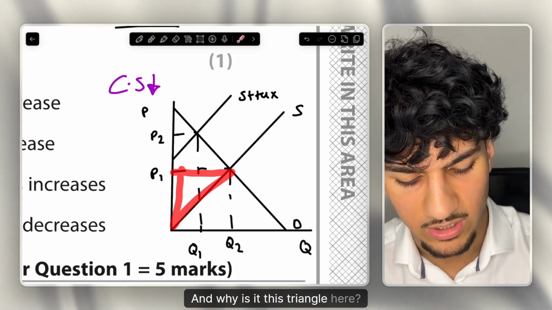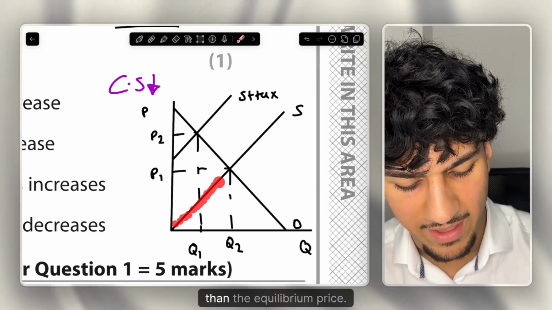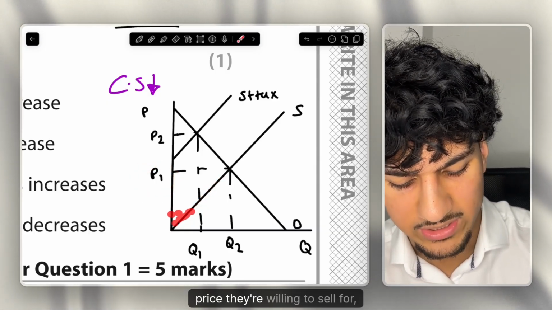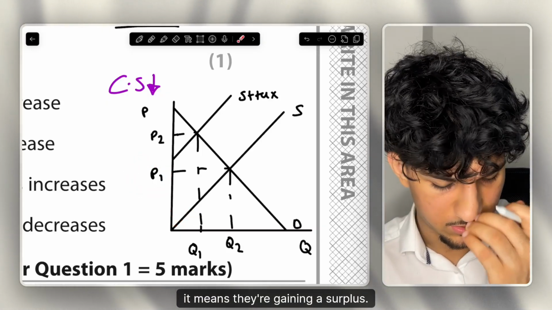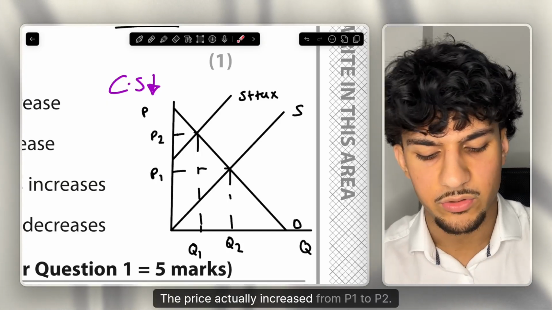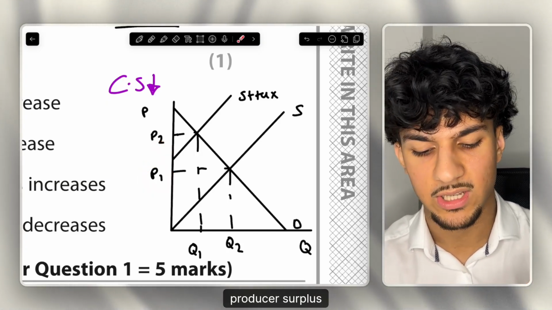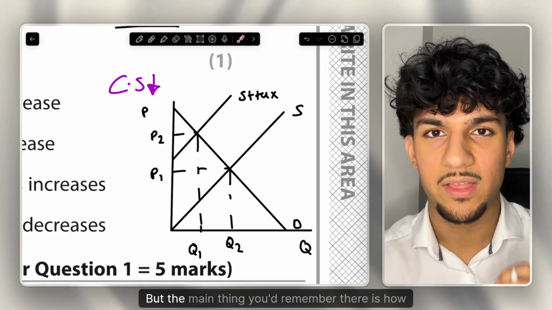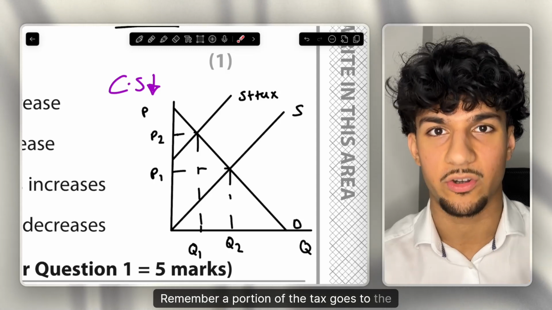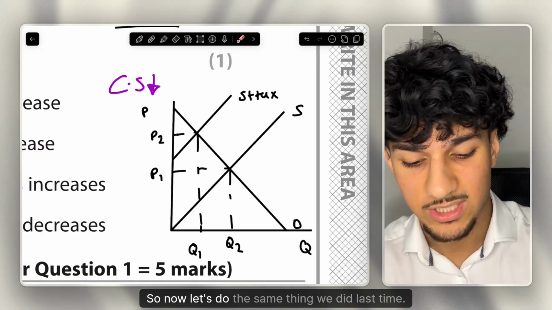And why is it this triangle here? These suppliers are willing to sell for a lower price than the equilibrium price. But since the equilibrium price is higher than the price they're willing to sell for, it means they're gaining a surplus. So the original triangle would in fact be this. But now, let's think about it. The price actually increased from P1 to P2, so surely that means there's going to be more producer surplus when we have a tax, since the price is higher. But the main thing you need to remember there is how that money is allocated. Remember, a portion of the tax goes to the government, therefore the producer does not benefit entirely from the increase in price.